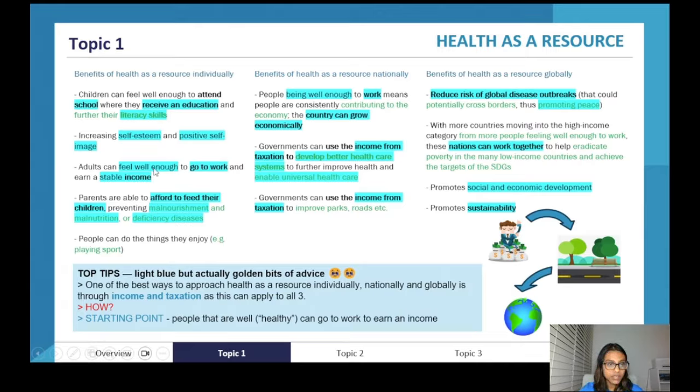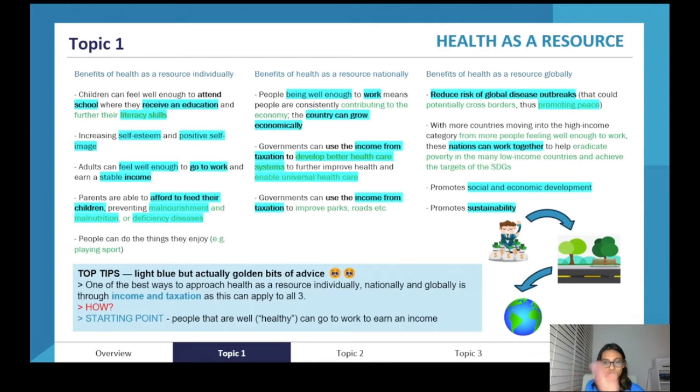Self-esteem, positive self-image, stable income, always a good one. And as you can see in the note, I won't go through everything, but I've tried to highlight and color code to help you out. So hopefully that works, and you can see the links that are being made and why different parts are really important to include in your response.